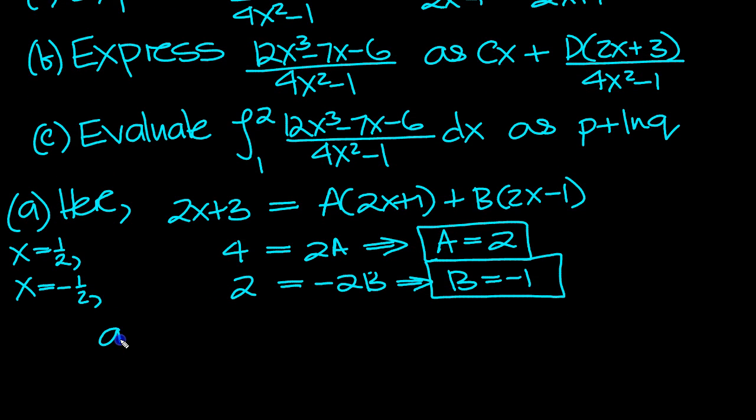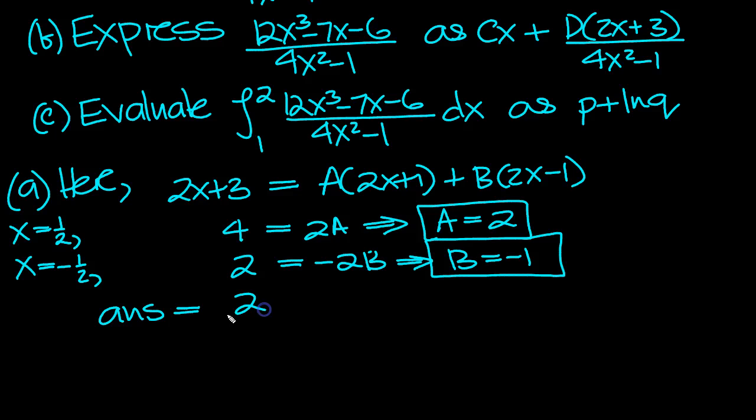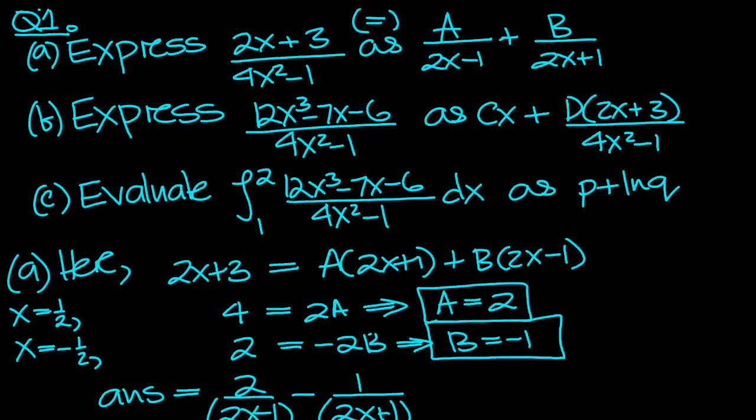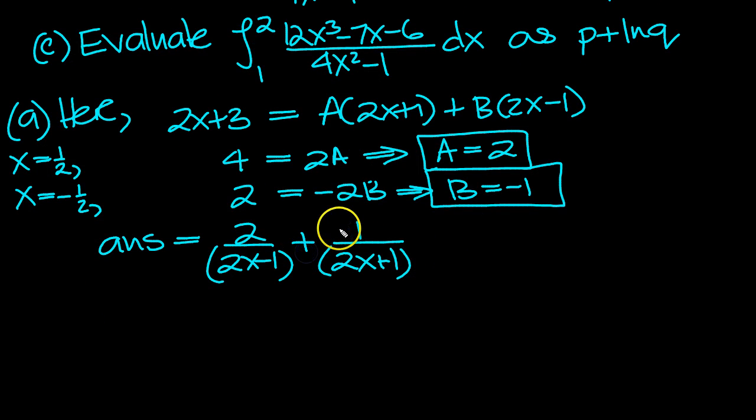So answer then, we can write it out as equal to a over 2x minus 1 plus b, which is minus 1, over 2x plus 1. I'm just going to look at the form above. It's got a plus here, so I'm going to put a plus there and keep the minus 1 there. Okay, that's part A.